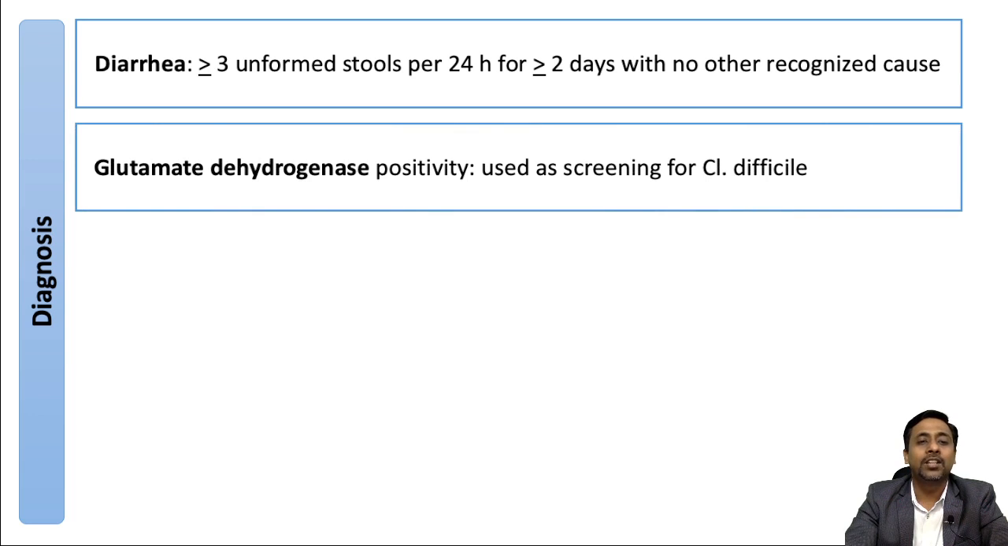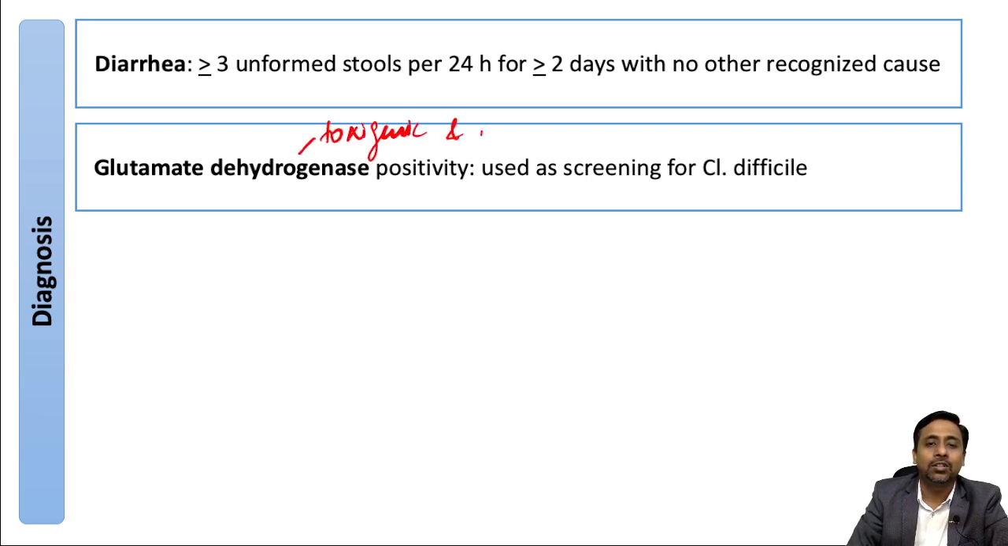Second is glutamate dehydrogenase positivity. This is an enzyme produced by Clostridium difficile and it is used for screening. Why am I saying screening? Because it will not be able to differentiate between toxigenic and non-toxigenic Clostridium difficile. So that is why it is used as a screening test for Clostridium difficile infection.